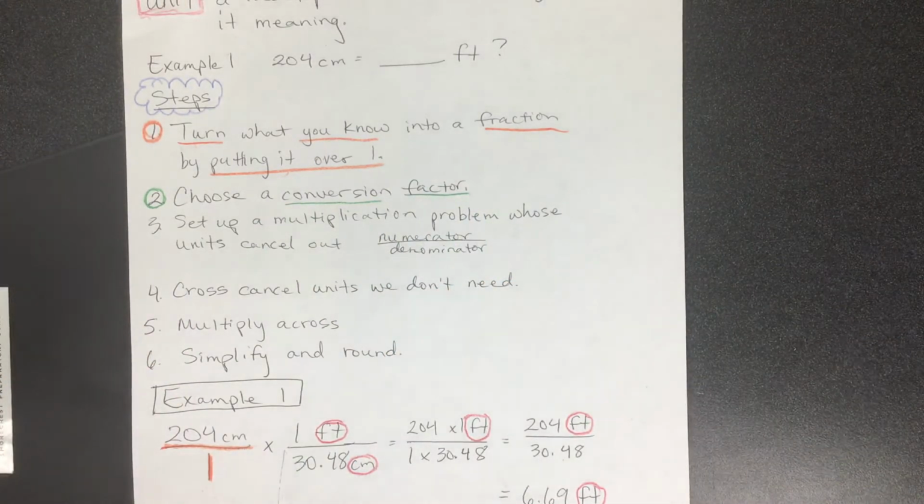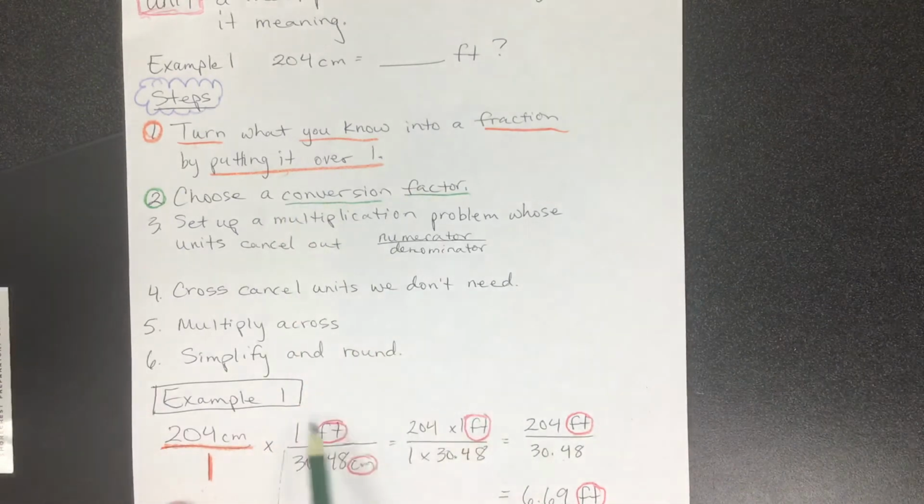In the video, I gave a whole list of them. Reminders that conversion factors are just two numbers with different units that mean the same thing, like 1 foot equals 12 inches, or 1 inch equals 2.54 centimeters. And we're going to use these to set up the multiplication problem.